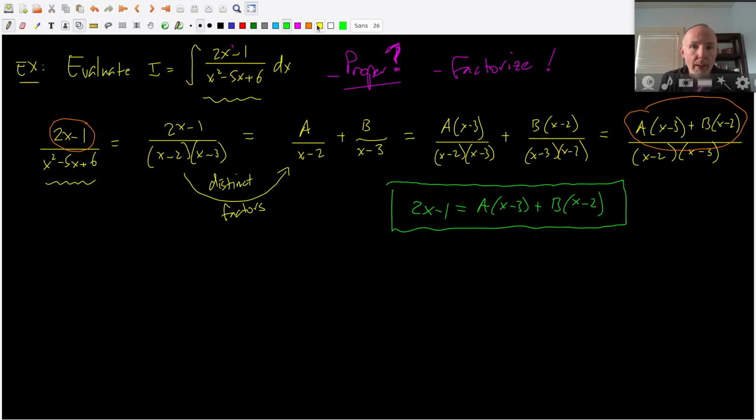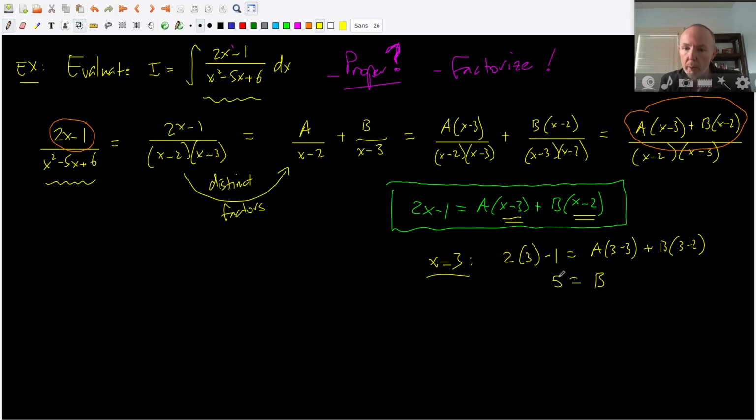And if it's true for all values of x, then it's true for specific values of x. Looking at this, when x is 3, this term disappears, and when x is 2, this term disappears. So I'm going to put x equals 3. Doing that, I get two lots of 3 minus 1 is equal to, well, the first term disappears because it's a times 0, and the next term is b times 3 minus 2. So this comes out to be 1 lot of b is equal to 5. So there's b.